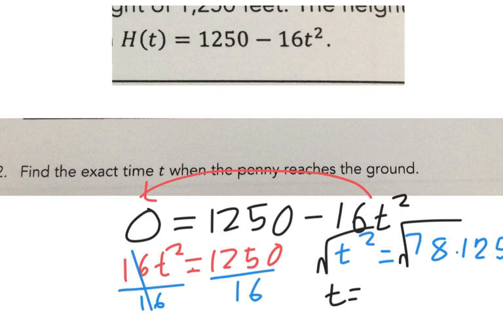Now remember this, anytime I choose to take a square root, I have to account for 2 possibilities, plus or minus. When I choose to take a square root, I must always use plus or minus. So t could be plus or minus the square root of 78.125. And what did you guys get when you put that in? It's an ugly number, isn't it? Does everybody know where the square root button's at on your calculator? Second x squared.